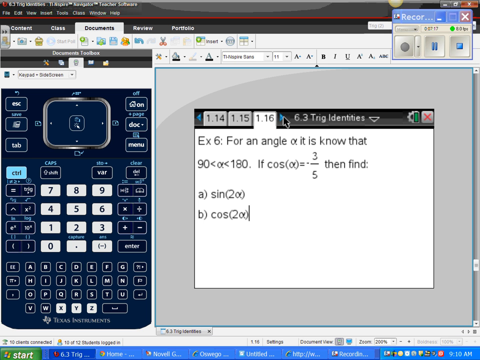Except for our Pythagorean identity. Our Pythagorean identity, which we learned yesterday, you're supposed to memorize it. Pythagorean identity, you're supposed to memorize it. What is it?